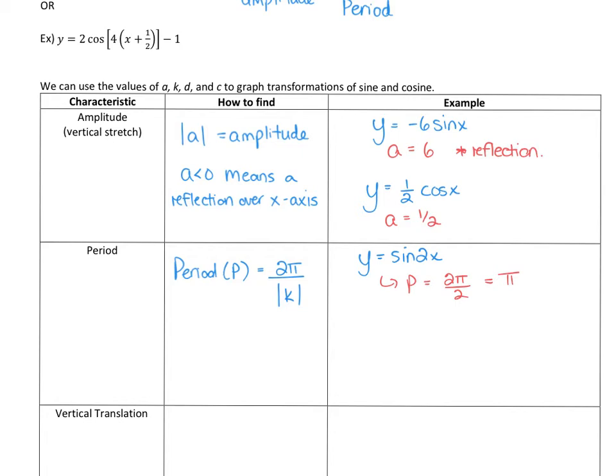Let's look at a more complicated example, something like y equals 3 cos 1/4 x plus 1. Here to get our period, it would be 2 pi divided by k, which k is 1/4. And 2 pi divided by 1/4 is 8 pi. So this is a super stretched out cosine wave. So we'll do lots of practice with that.